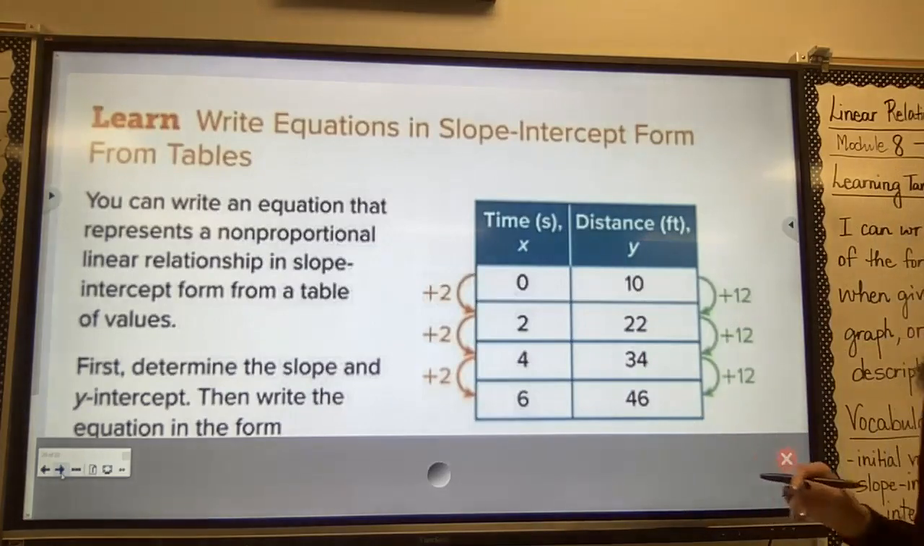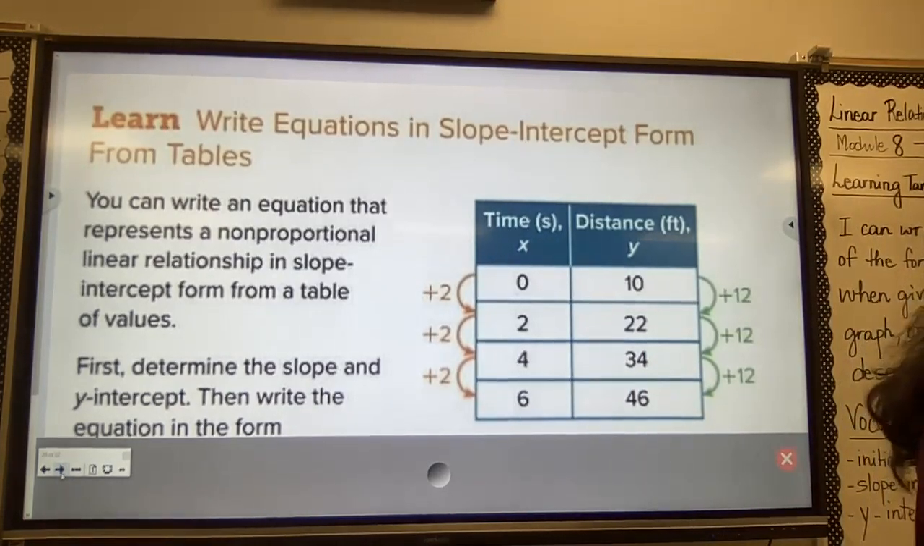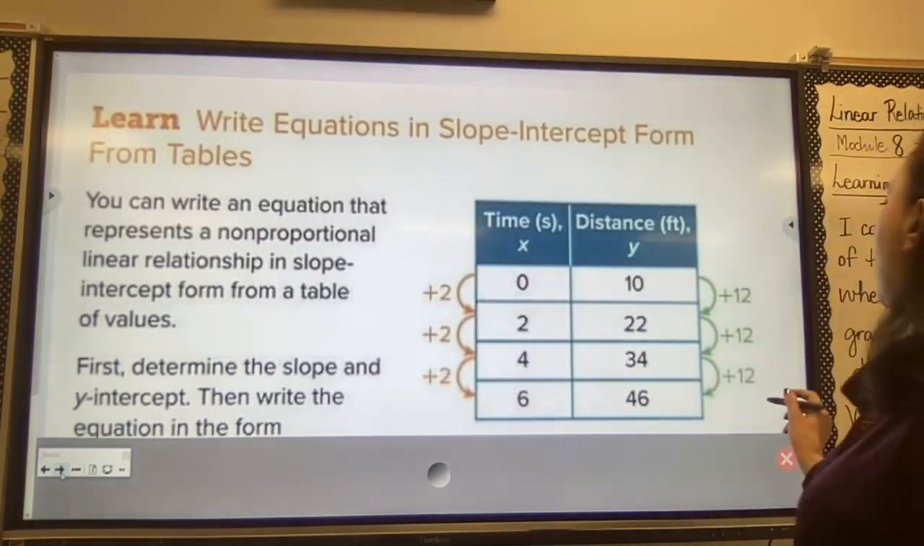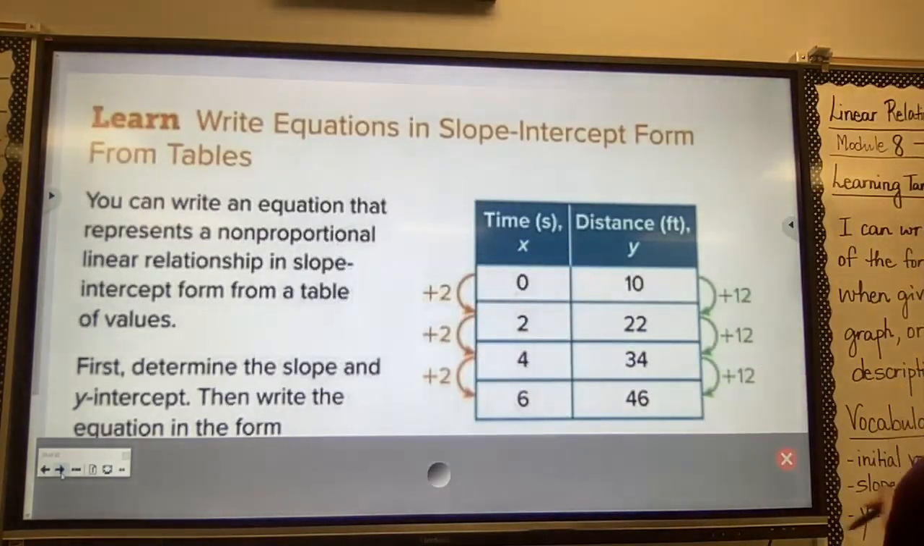Then we're going to write the equation in the form of y is equal to mx plus b. So if I'm looking at this, my x is going up by 2 and y is going up by 12.